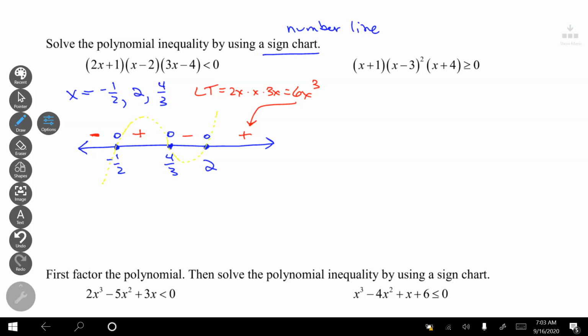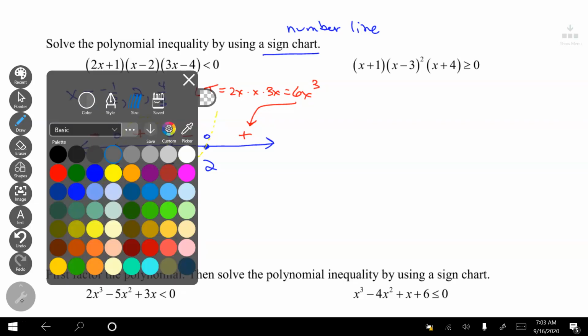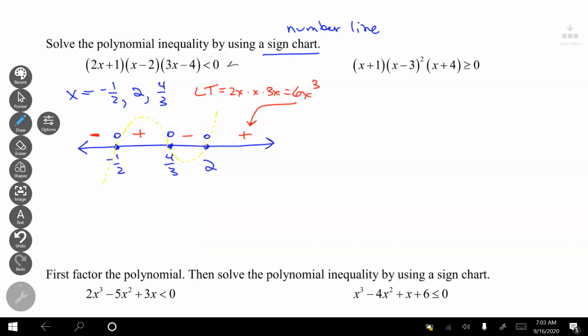This is what the graph would look like. But I don't need to draw that two-dimensional graph to figure this out. Now I do have to pay attention to what I wanted. And what did I want here? This says less than 0. That means I want it where it's negative. I want to know when my results are negative.